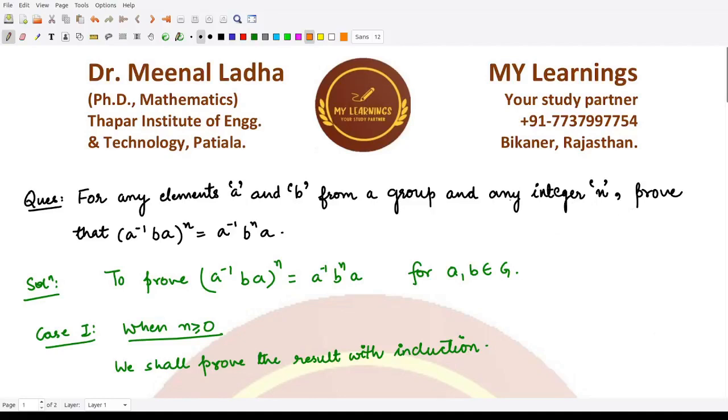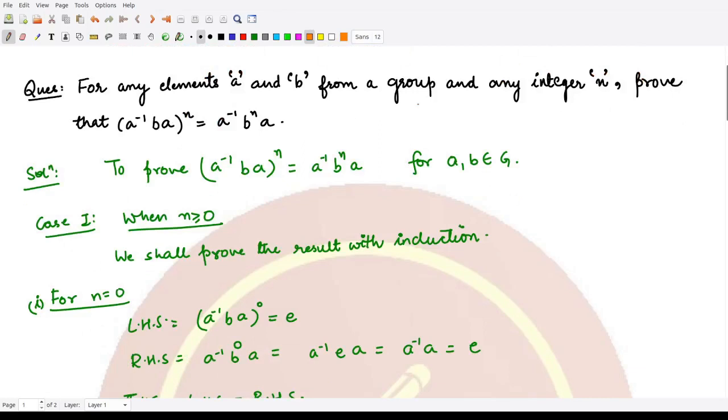In this video they are asking us this question: for any elements A and B taken from this group, and if n is any integer, we need to prove that (A inverse B A) whole raised to power n is equal to A inverse B raised to power n into A, right? So that means we need to prove this thing. Here, where n is any integer, for any integer we need to prove it.